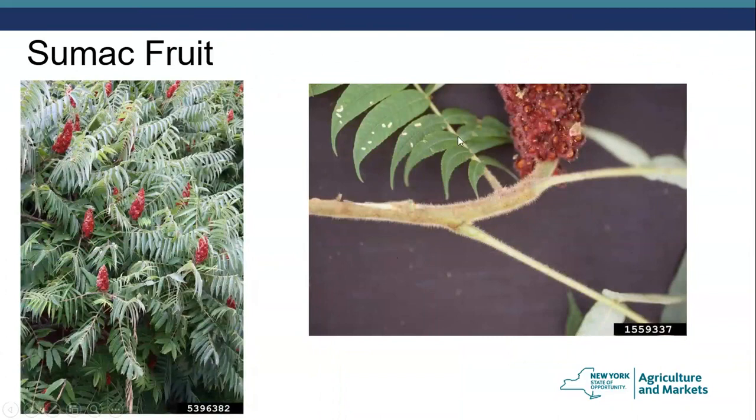The fruit this time of year will be present on sumac trees, which is a dead giveaway that it would not be Tree of Heaven. It's these red spikes that shoot out from the ends of the branches, and Tree of Heaven will never have something like that. And again, here's some of that Rhus typhina, staghorn sumac, fuzzy twig pictured here.